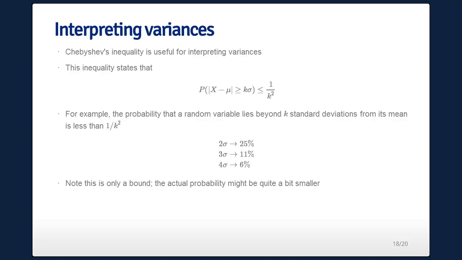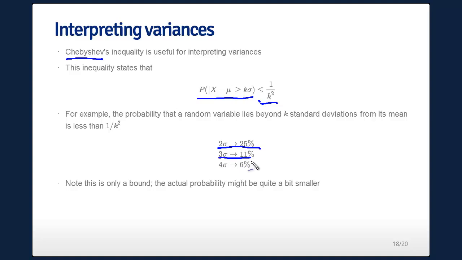So variances are a little bit harder to interpret than means, but fortunately, Chebyshev, a Russian probabilist, came up with a nice interpretation. The probability that a random variable is more than k standard deviations from its mean turns out to be less than or equal to 1 over k squared for all distributions, discrete or continuous, regardless of anything else about them. So what this means is the probability that a random variable lies more than 2 standard deviations away from its mean is 25% or less.